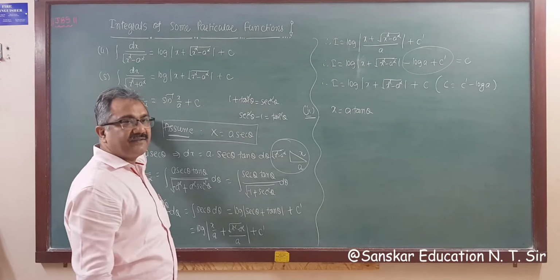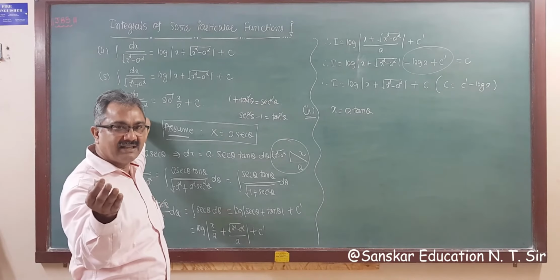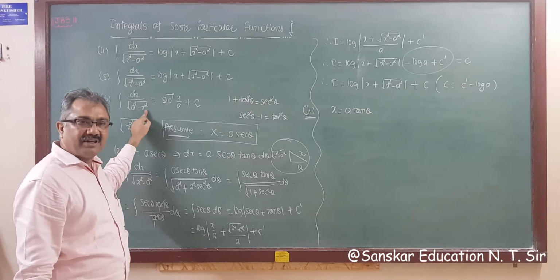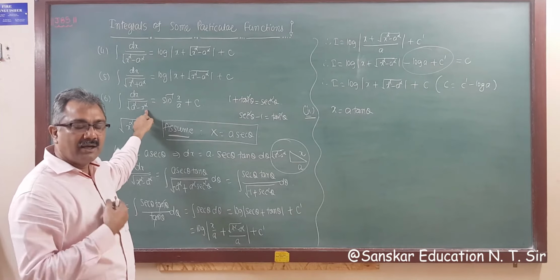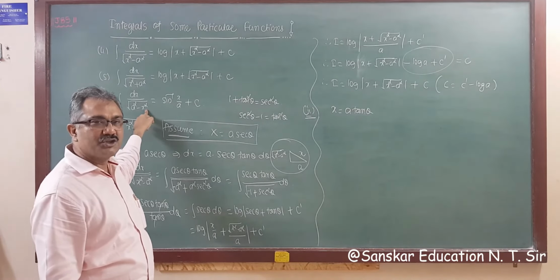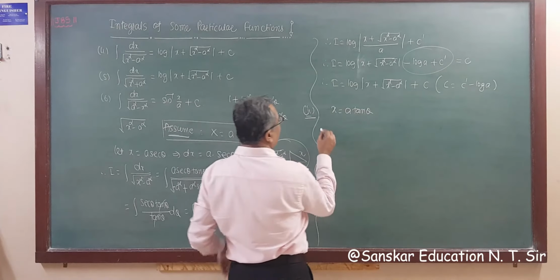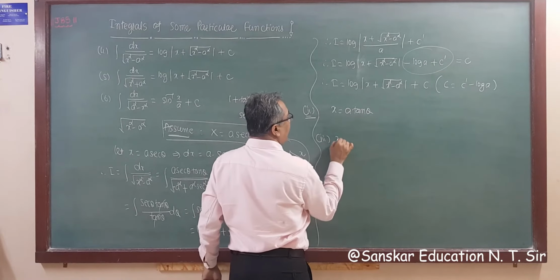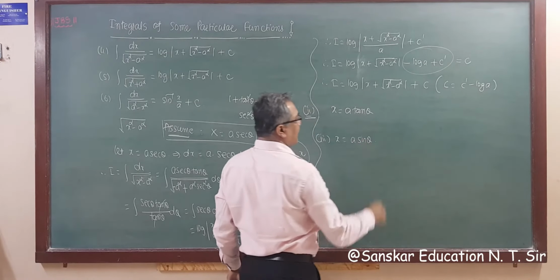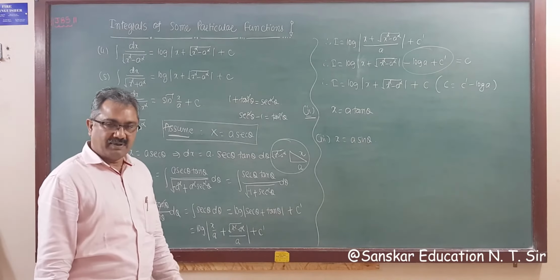And this is a square minus a square. 1 minus, this is 1, constant is 1, minus 1 minus is either sine square theta, either cos square theta. So 1 minus sine square is cos square. So you have to assume x is equal to a sine theta. So in the third, assume x is equal to a sine theta and simplify, you will get your answer, right?